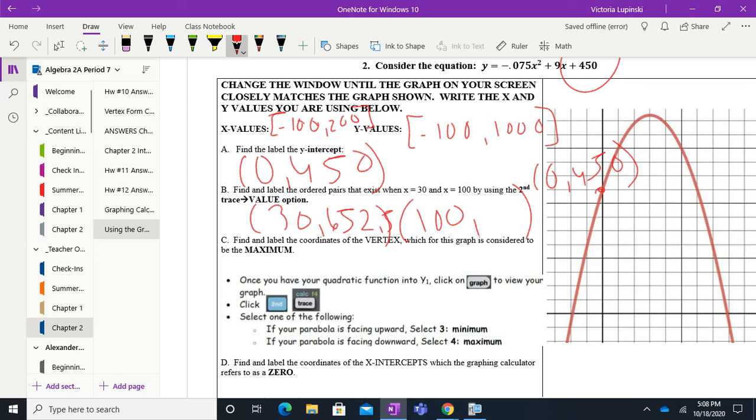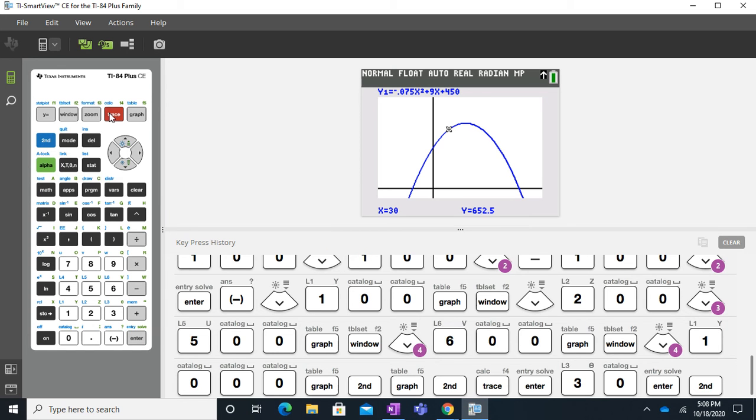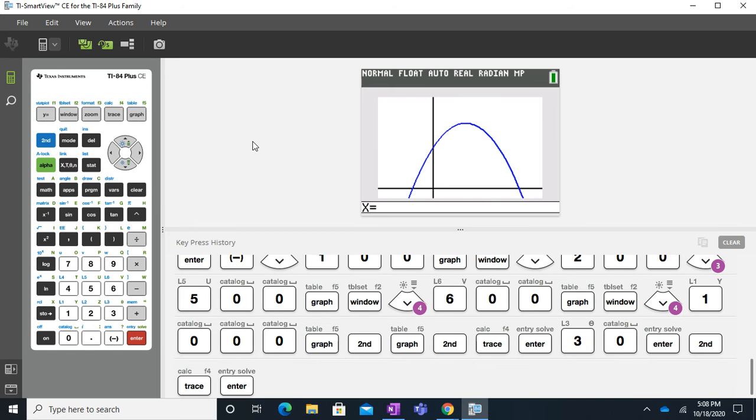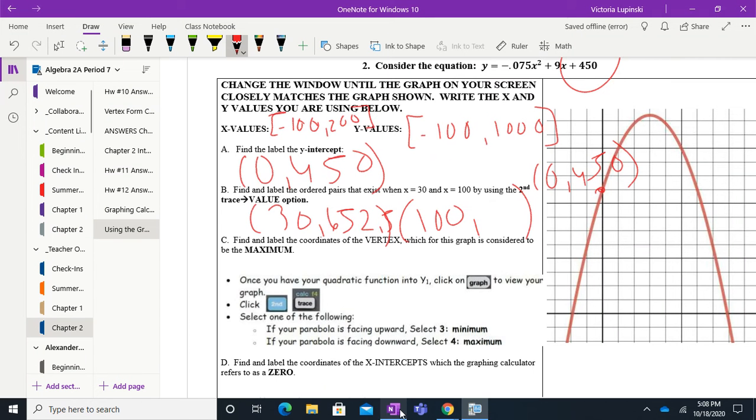In terms of how much you should round to, we'll get into that as we get more into the word problems. For now, it doesn't matter so much. Then go back, second trace. You're going to choose value. You're going to choose the second value, which was 100. And the y value is 600. Sometimes they wind up being nice whole numbers and sometimes they don't. And either one of those is fine.